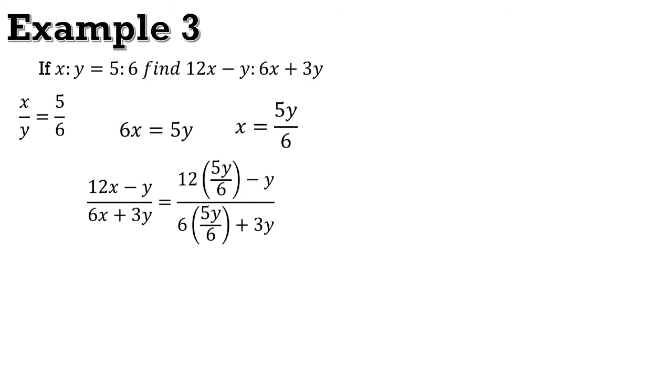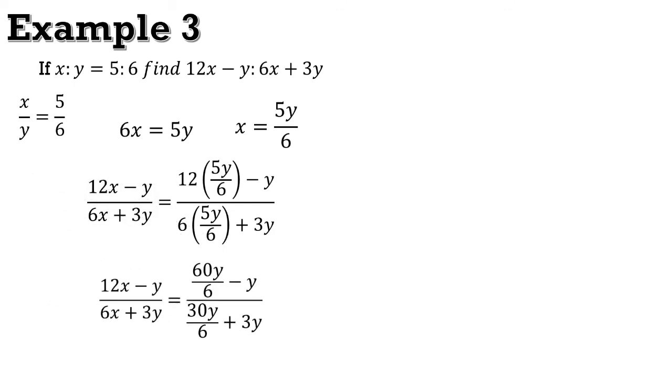So, this will give us 12 multiply to the value of x, which is 5y all over 6 minus y. And then sa baba, we have 6 multiplying also dun sa value ng x, which is 5y all over 6 plus 3y. So, sinubstitute na natin dito yung value ng x expression. Now, simplifying the right side of the equation, we will have 12 times 5y, we will have 60y all over 6 minus y. And then sa baba, 6 times 5y, we will have 30y all over 6 plus 3y.